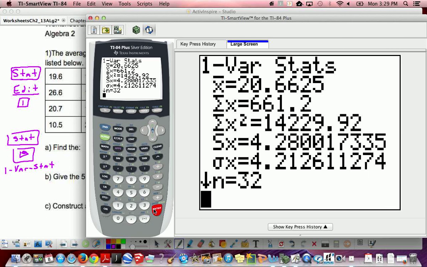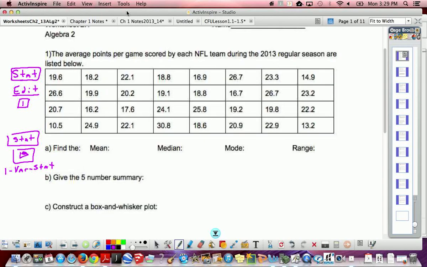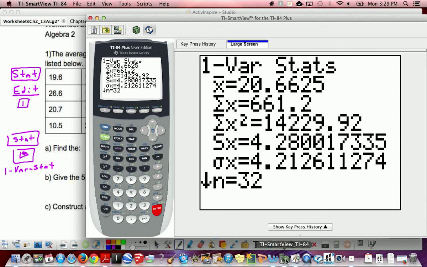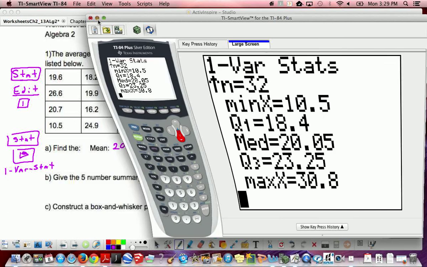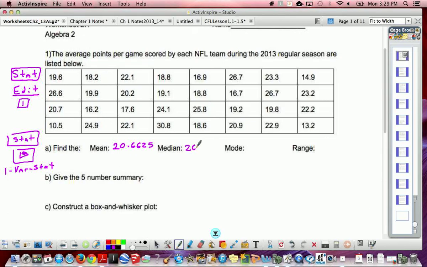So I can go ahead and write that in as 26.6625. If I go back to my calculator and scroll down, it will give me my 5-number summary down there, which will actually be the answer to B, but I want to just note my median right there at 20.05.